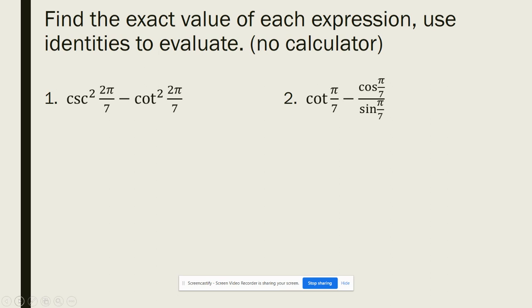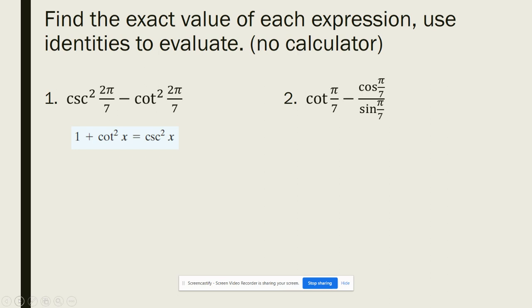So notice this first one says the cosecant squared of 2 pi over 7 minus the cotangent squared of 2 pi over 7. The first thing I notice is that both of those terms are squared. Well, what identities deal with squared terms? The Pythagorean identities. And more specifically, in this case, 1 plus cotangent squared of x equals cosecant squared of x. Now, those x's can be replaced with any type of number as long as they're the same.